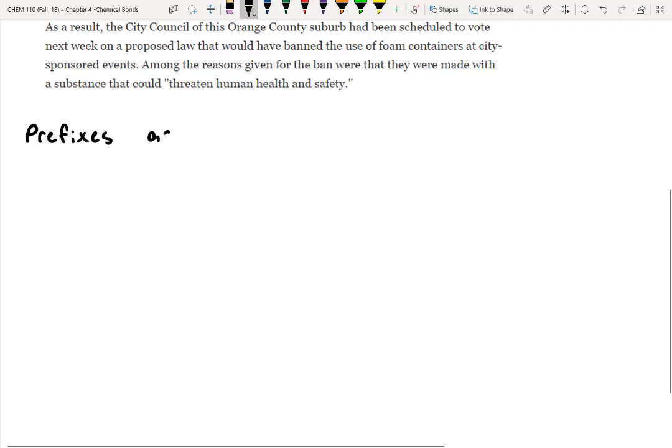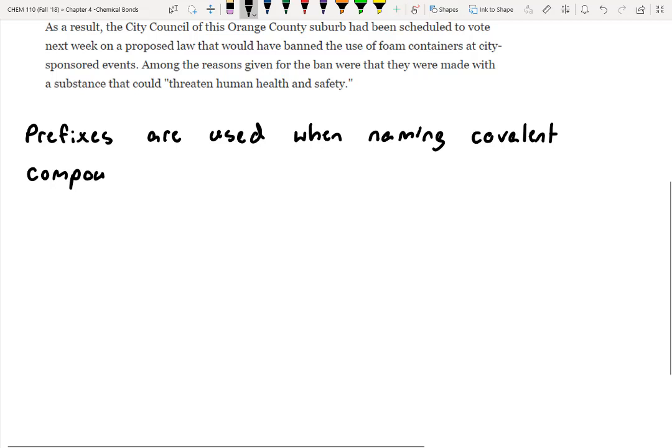So prefixes are used when naming covalent compounds. How do we know if a molecule contains a covalent compound, or a covalent bond, I should say? It has two nonmetals? Yeah, it's normally between two nonmetals.